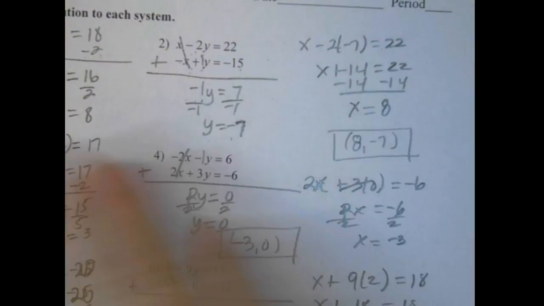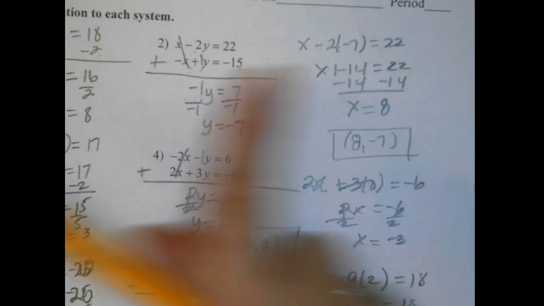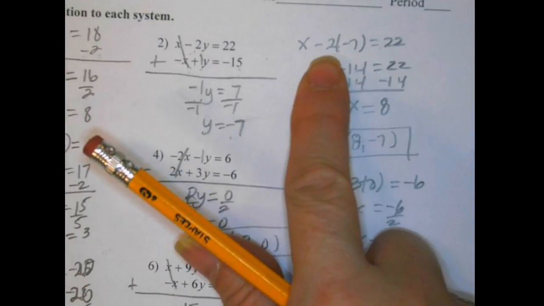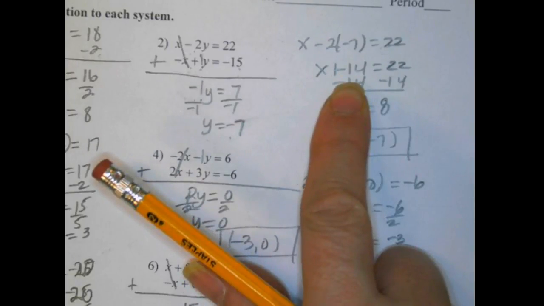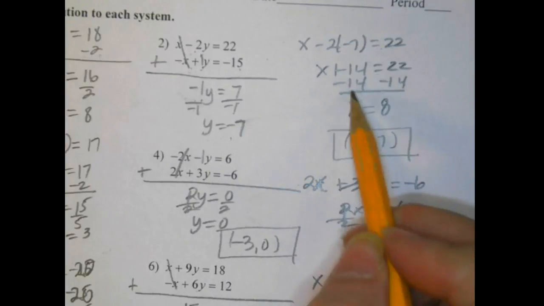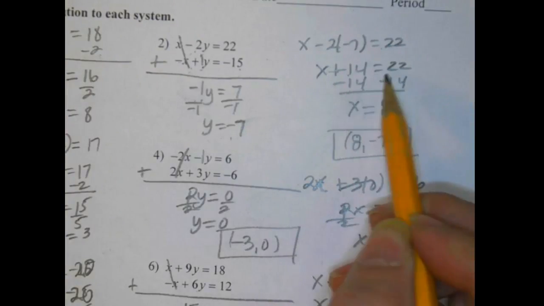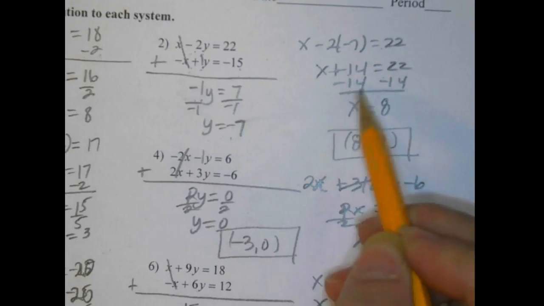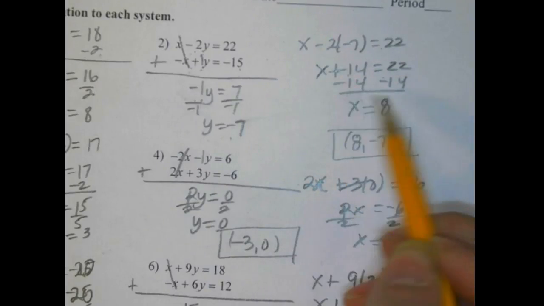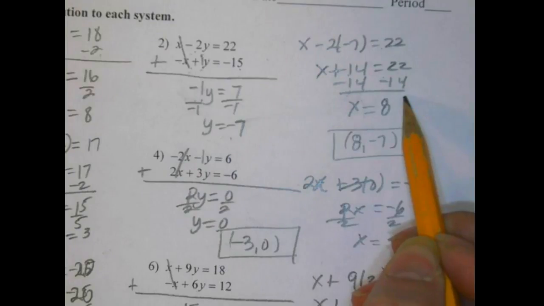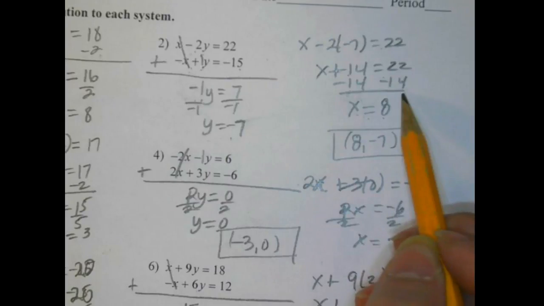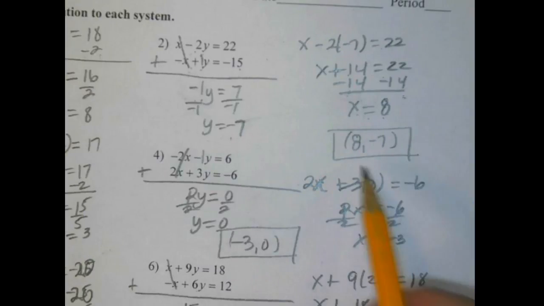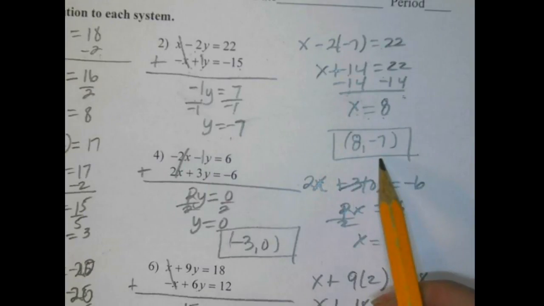Okay? So when I substitute negative 7 up here, I'm going to end up multiplying a negative 2 times a negative 7, which gives me a positive 14. So I have x plus 14 is equal to 22. I'm going to add the opposite of positive 14 by subtracting 14 from both sides. So that gives me x is equal to negative 8, because 22 minus 14 is negative 8. Or 8, I'm sorry. So my answer becomes positive 8, negative 7.